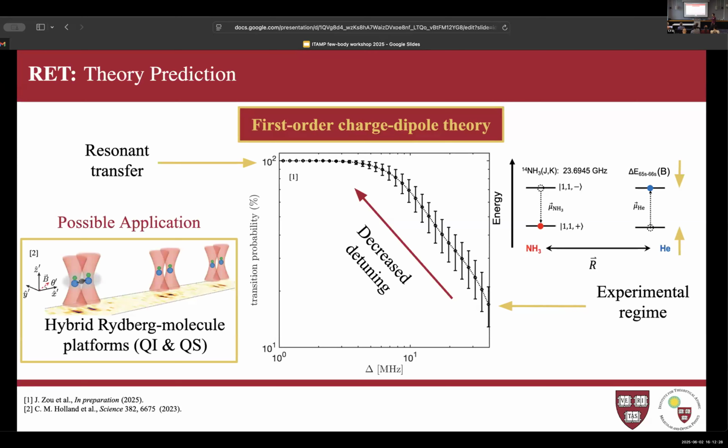So here's a possible application. People now are very excited about these hybrid molecule-Rydberg platforms. In principle, you can use this kind of charge-dipole interaction theory. If you can bring your optical tweezers close enough, which people can move around now, and you bring the molecule into the orbit of the Rydberg atom, you can induce resonant energy transfer between S to S, a dipole-disallowed transition, which could be exciting for Rydberg atom excitations.